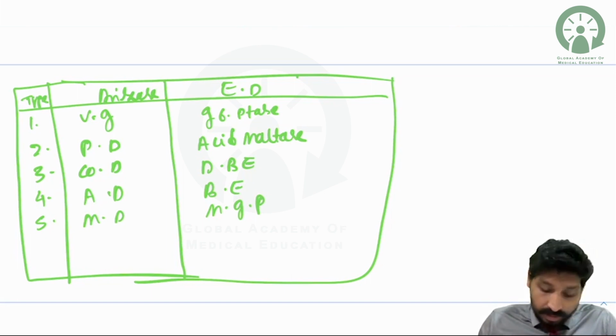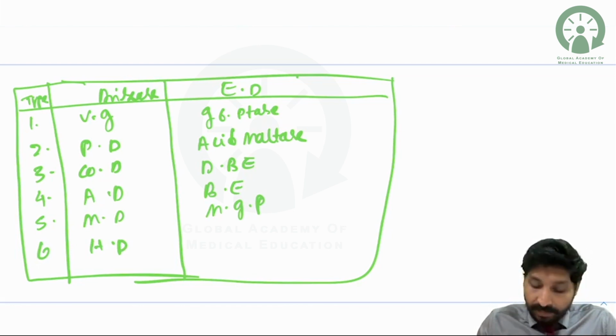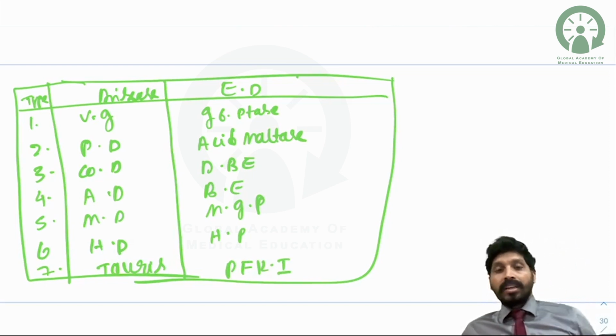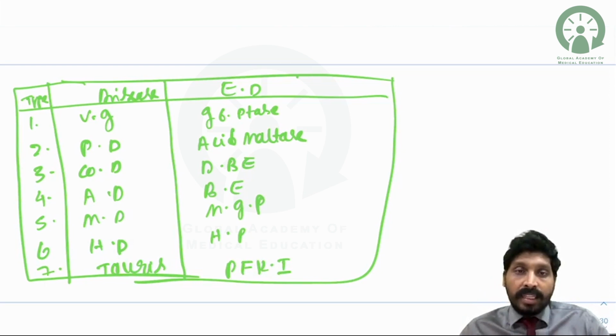The sixth one is Hers disease, because of hepatic phosphorylase enzyme deficiency. The seventh one is Tarui disease, because of the deficiency of the enzyme phosphofructokinase 1. So these are the key glycogen storage disorders with enzyme deficiency.